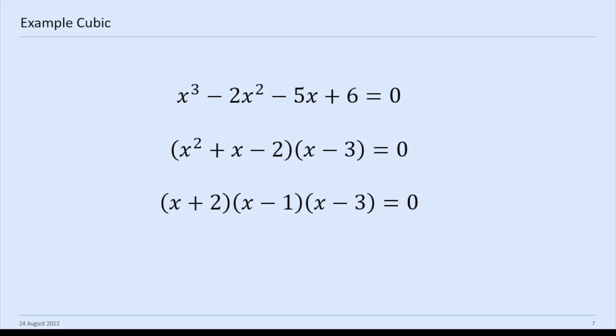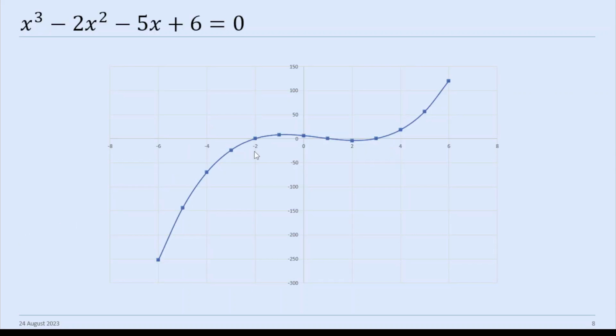So for these three things multiplied together to be 0, one of them must be 0. So for this to be 0, x equals minus 2. For this to be 0, x equals 1. And for this to be 0, x equals 3. So then it's hitting the axis at minus 2, 1 and 3. And we can see here's a beautiful drawing of the curve that shows that.